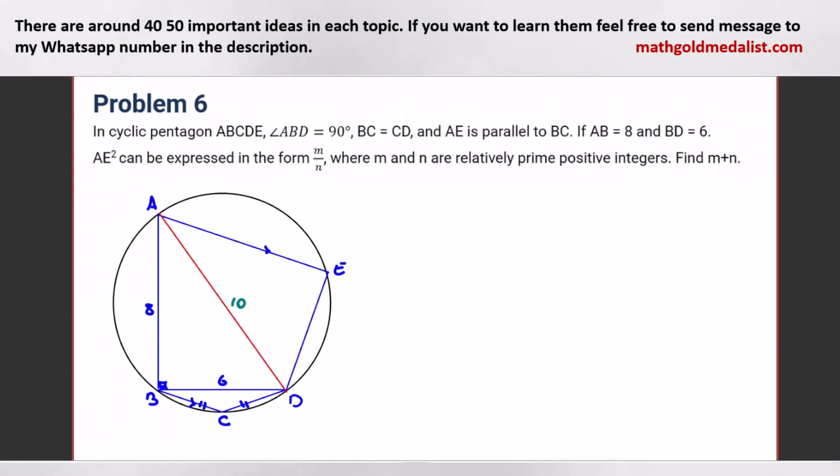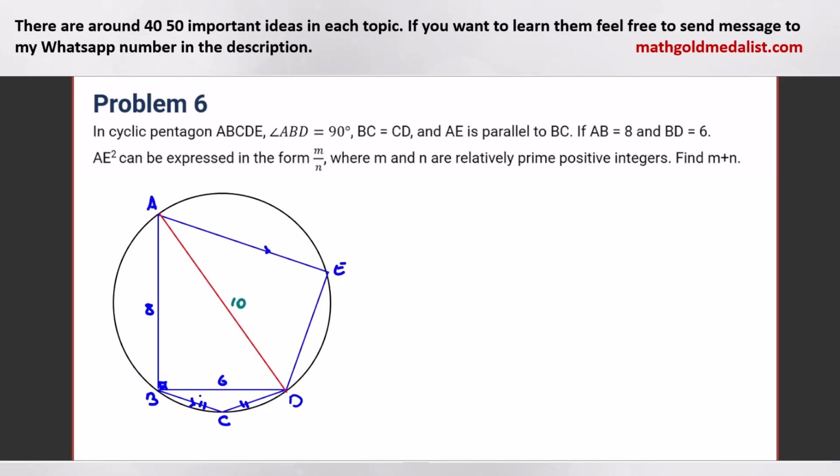Okay, for problem 6 in cyclic pentagon ABCDE, angle ABD is 90, BC is CD, AE is parallel to BC, AB is 8, BD is 6, so by the Pythagorean theorem we can say this one is 10. AE squared can be expressed in the form m over n, where m and n are relatively prime positive integers, find m plus n. Okay.